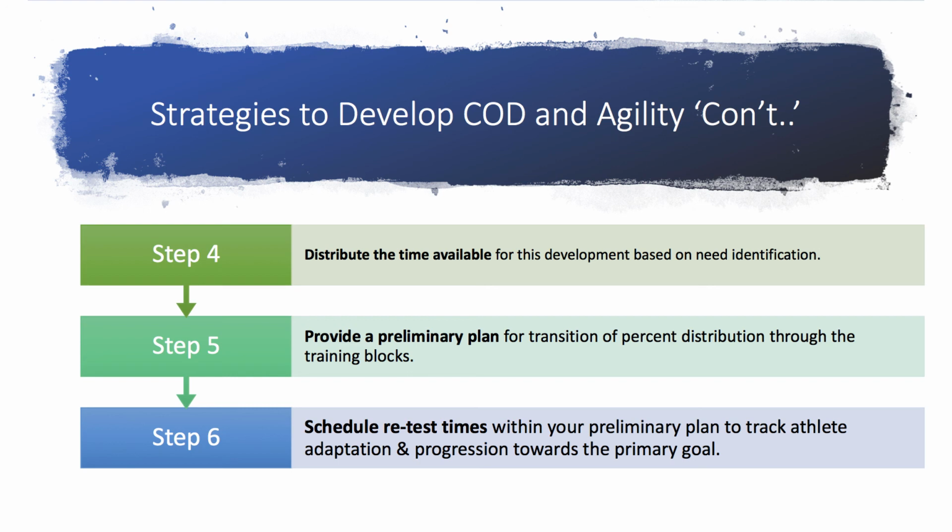And step 6 is you want to schedule retest times within your preliminary plan to track the athlete adaptation and progress towards the primary goal. Now, those retest times could be every 2 weeks, they could be every 3 weeks, they could be every 4 weeks, but you have to determine with certainty why you want to assess them and how you're going to make changes based on the results you have.